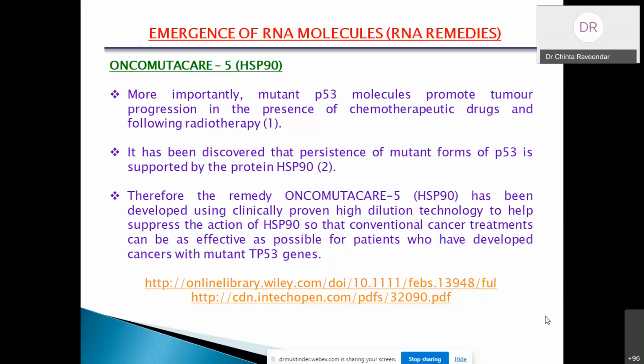So it has been discovered that persistence of mutant forms of P53 is supported by the protein HSP. Our RNA molecule is going to save individuals from this. Therefore, the remedy Oncomutacare has been developed using clinically proven high dilution technology. Again, patent, you can go through this.